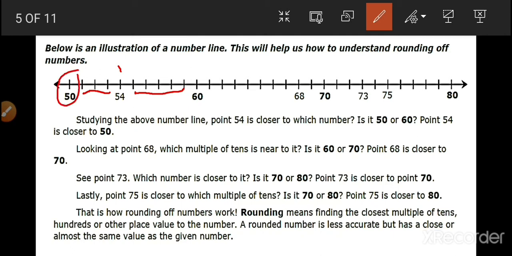Very good. Now I want you to see point 68. So it's here. Is it closer to 60 or is it closer to 70? The answer, it's 70. Very good. Now I want you to point 75. It's here, right? Is it closer to 70 or is it closer to 80? The answer is, it's closer to 80. Very good. So that is how rounding off numbers work.